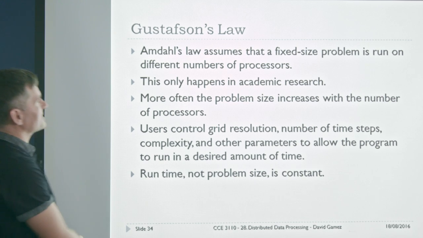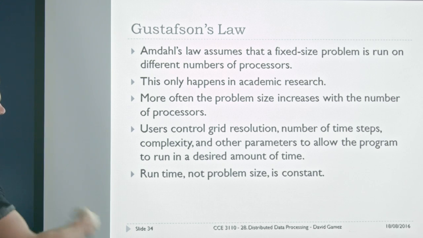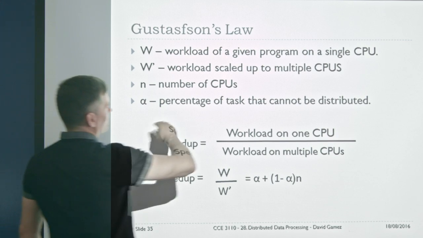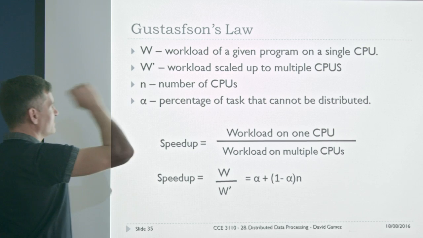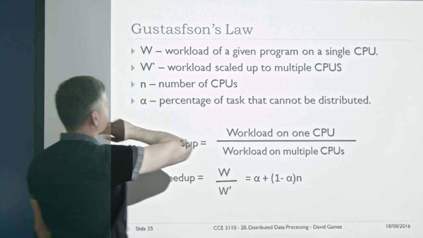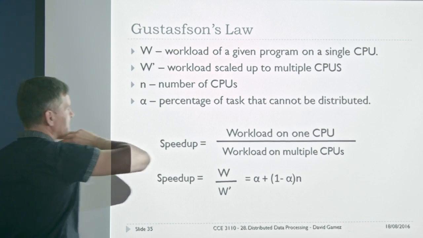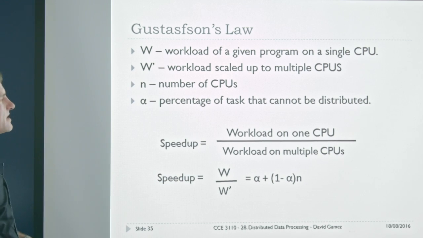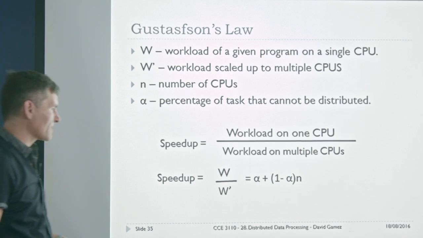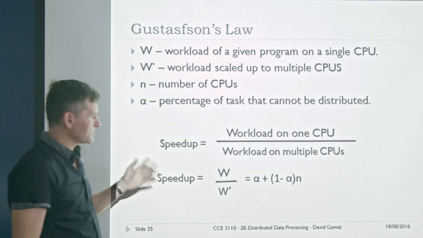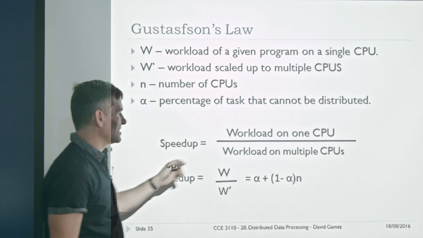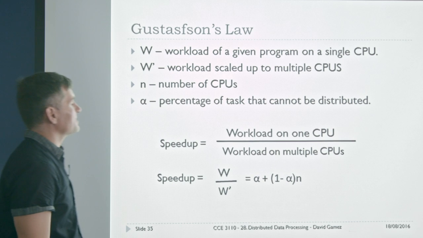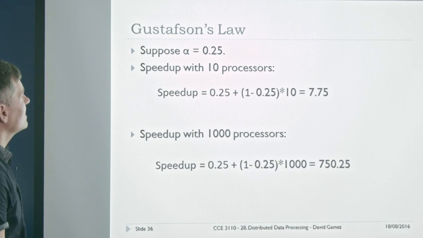But Gustafsson came up with a different law that reflects this more realistic situation. So what matters is the workload that you can do on a single CPU versus the workload that's scaled up to multiple CPUs. So you've got W and W dash, n is the number of CPUs, and alpha again is the percentage of tasks that can't be distributed. And Gustafsson's law is that the speed up is W over W dash, which works out as alpha plus 1 minus alpha over n. I'm not going to bother with the derivation now in this one.